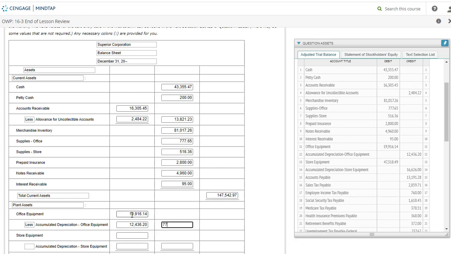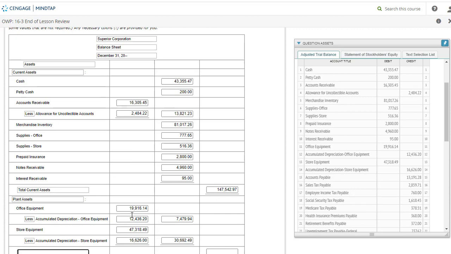And so we have 479 and 94 cents. And then you're going to do your store equipment, the same idea. We're going to take that 47,318 and 49 cents, and we're going to subtract again, so less, the accumulated depreciation in the store equipment, which is 16,626. And that's going to give you a total when we subtract those of 30,692 and 49 cents.